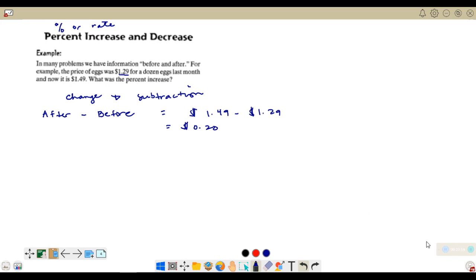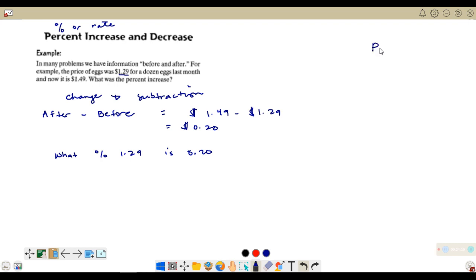So, ano yung gagawin natin after this? So, what percent ng 1.29 is 0.20? Yan yung susunod natin na magiging tanong.